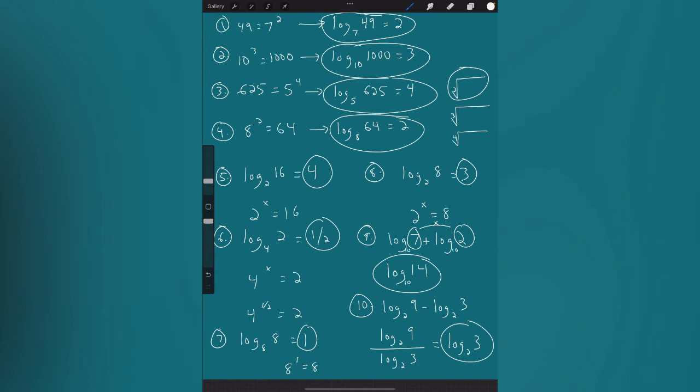You could write it like that, but it's just a shortcut. Log 10 is used so often, the same way square root is used so often, that they don't even include it in there. So you don't even need to write it if it's log 10. You can if you want. All right, and that is number 10.